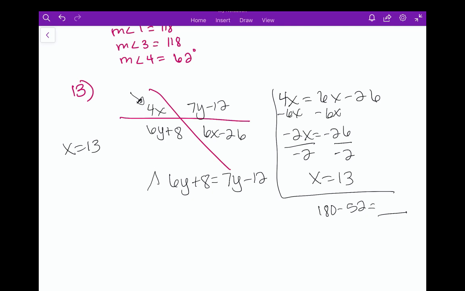So probably doing this will just be the most straightforward, but I just want to see that you could do that multiple ways. So I'm going to move the 6y over here. So 8 equals y minus 12, add 12. So 20 equals y. Y equals 20. Now, if it asked me to actually find the measure of this angle, for instance, then all I would need to do was plug in a 20 for y and evaluate the expression.